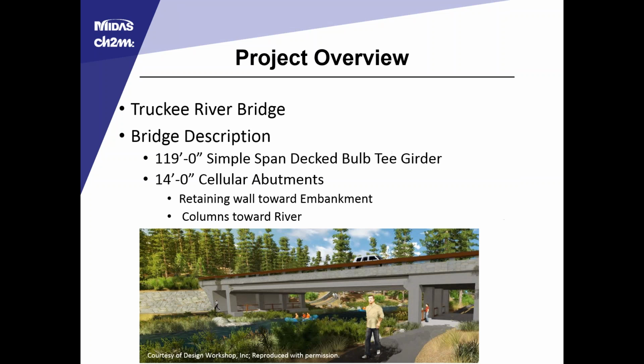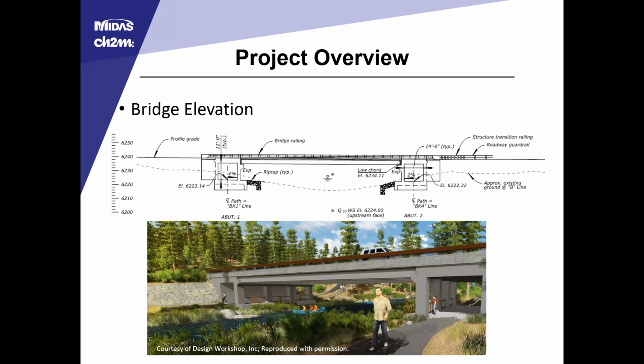That main span was 119 feet long, with simple span decked bulb T-girders and 14-foot clear opening cellular abutments. They had the retaining wall toward the embankment and then 4 columns toward the river. And that's what led to the torsional eccentricity in the transverse direction in a seismic event. Here's just another rendering of the bridge with the elevation view shown there. You can see the shallow foundations with the cutoff walls, the superstructure supported on the corbel ledge, columns toward the river, and retaining walls away.